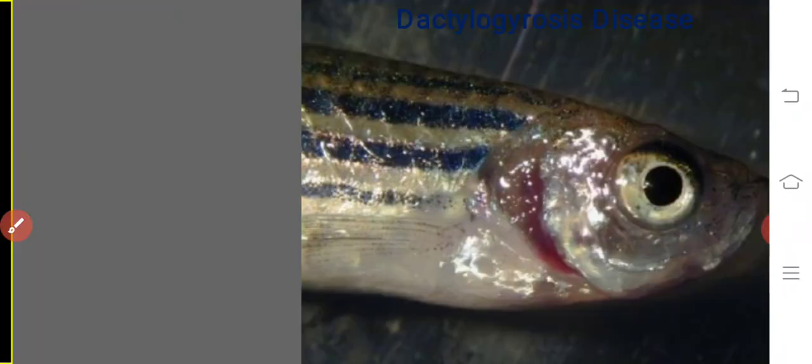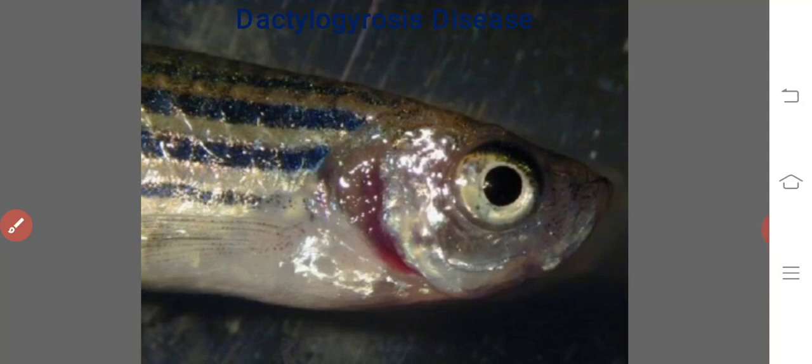Let us see one by one. Dactylogyrosis disease. The monogenetic trematode known as Dactylogyrus causes serious infection in fishes. Some other species are also there: Dactylogyrus extensus, Dactylogyrus vastator, and Dactylogyrus lamellatus are found in carps. The parasites are found on the body, fins and gills. Infected fishes rest near the surface of the pond margin, swim very slowly, feel suffocation, are more slimy, with dropping and folding of the fins, and they have pale gills.